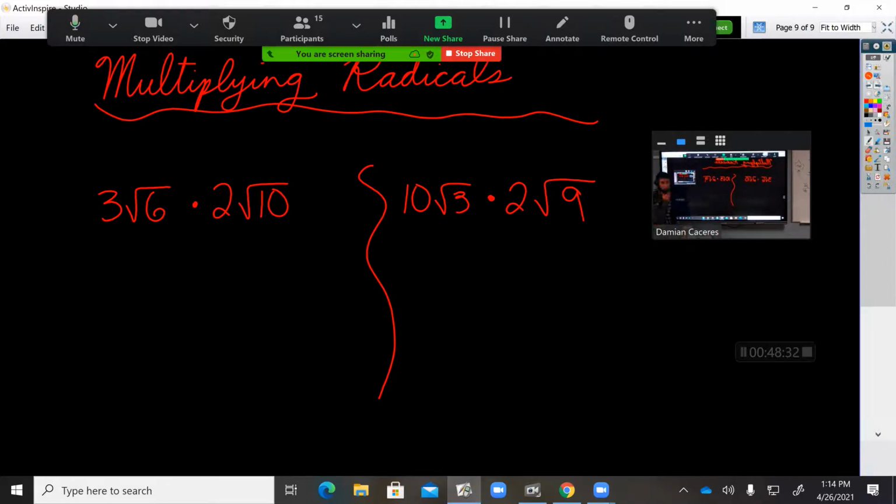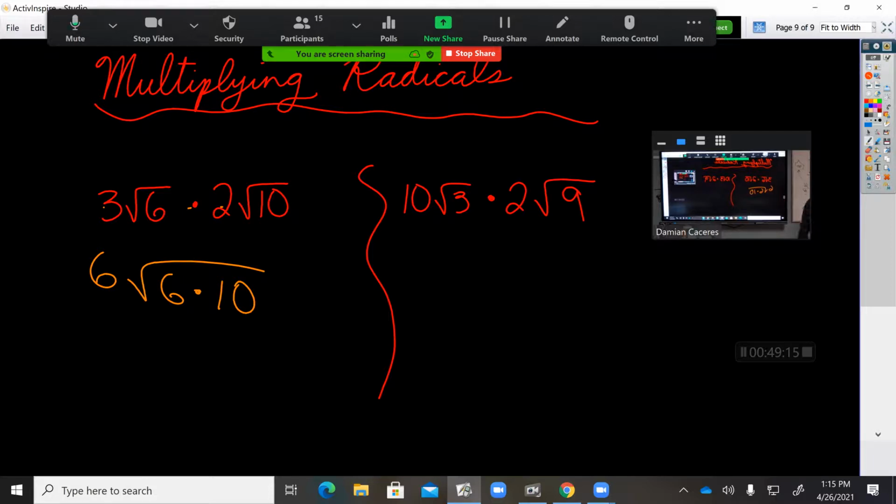So last page. A radical times a radical. Put them in the same radical. Yeah, these are 2 examples. Copy them, yes. So 3 square root of 6 times 2 square root of 10. What are the regular numbers on that problem? 3 and 2. Those follow regular number rules. 3 times 2 is 6. And now, this is where I always say, a radical times a radical, put them in the same radical. So 6 and 10, put them in the same radical. 6 times 10.